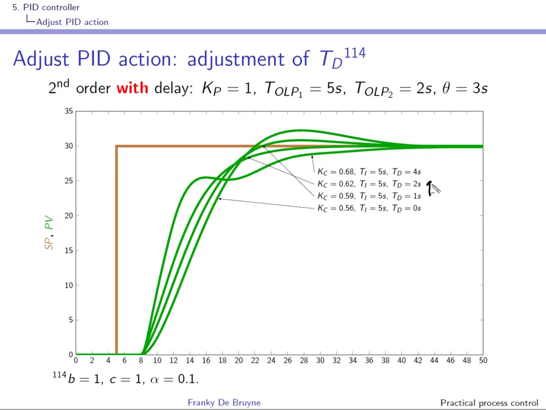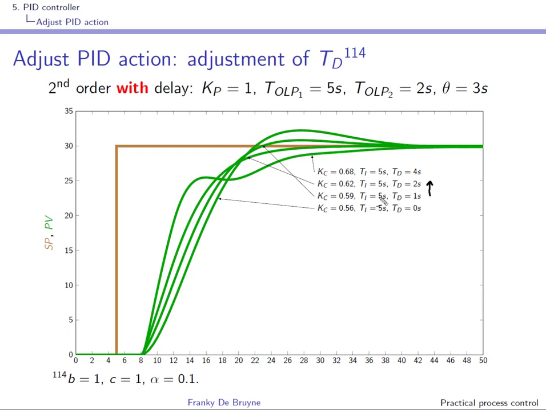Well, we gradually introduce the derivative action, and as you can see, while we do this, we slightly increase the gain. This is because this derivative action will have a stabilizing effect. The stability margins will improve, so you can increase the gain a little bit to have a faster response, to have a better speed of response.